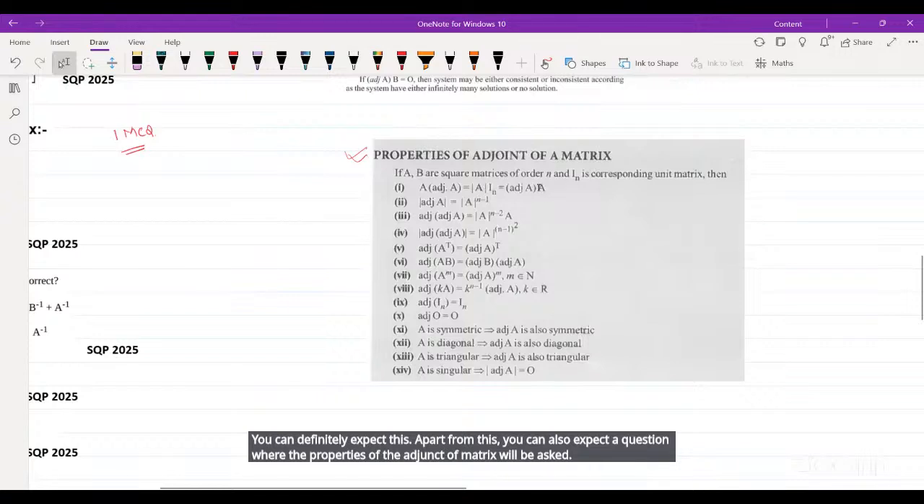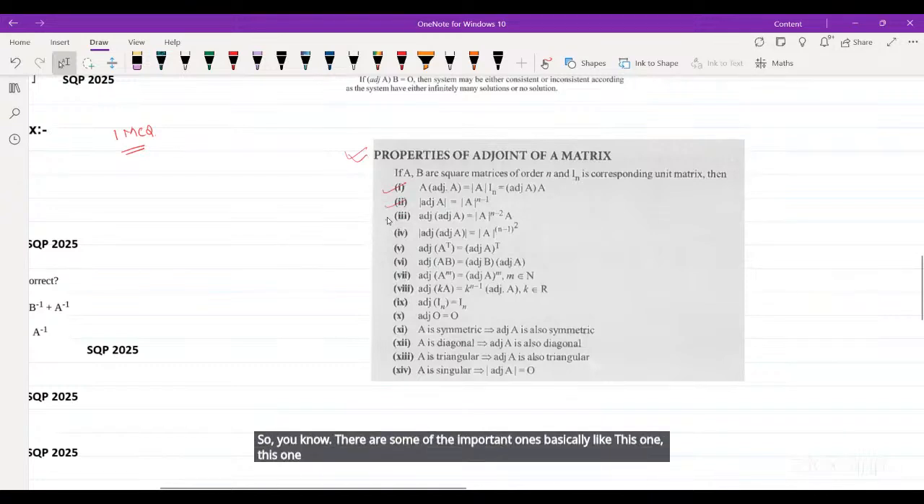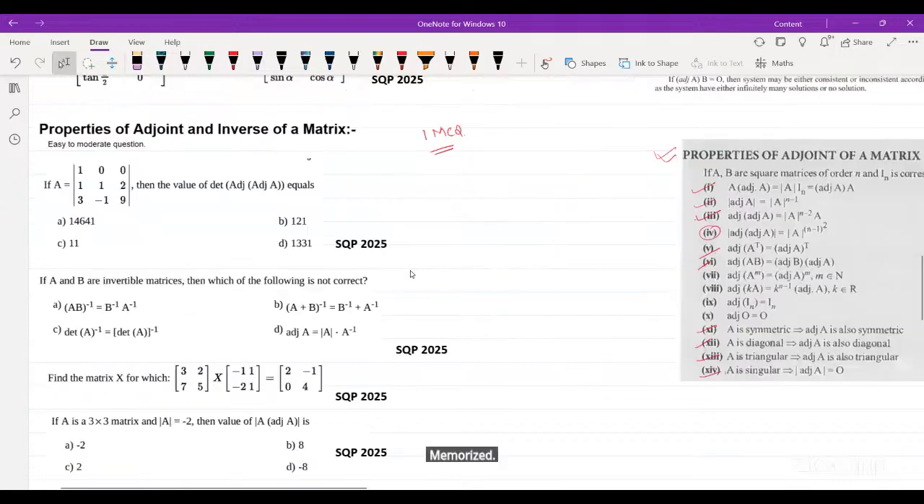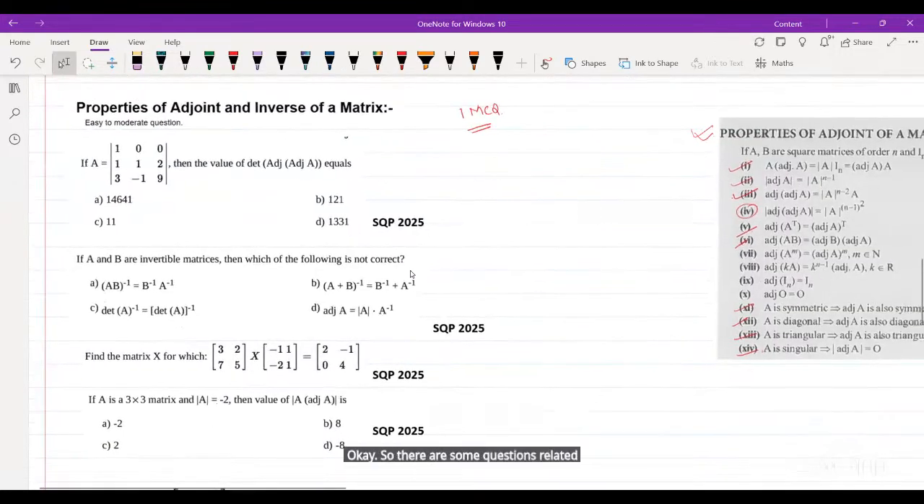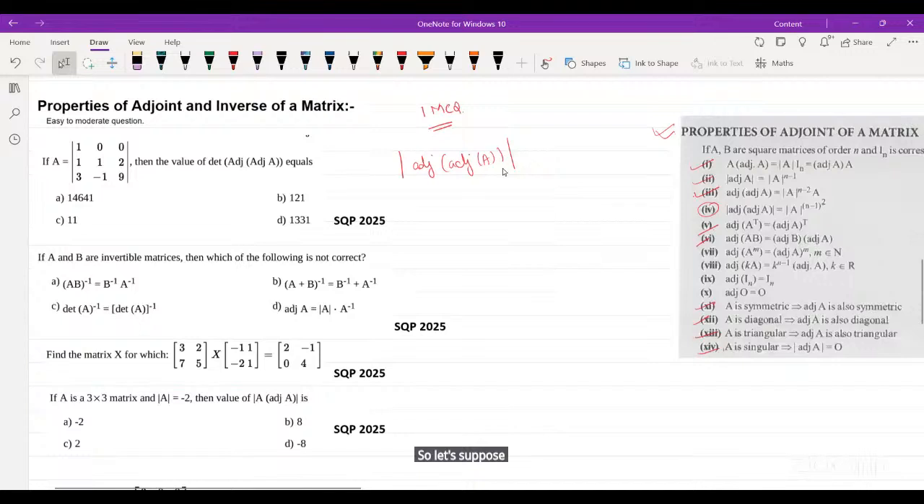So, there are some important ones, basically like this one, then this. If we don't remember, we can still evaluate. Now this property, this. So all these things need to be memorized. Okay. So there are some questions related to properties. You can easily solve them. Like for example, the question says determinant of adjoint of A. Let's suppose I don't remember the property. But one property I remember is that the determinant of adjoint of A is equal to determinant of A to the power n minus 1.